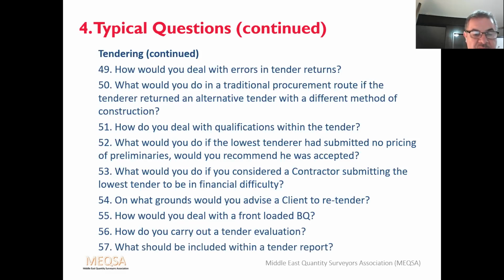Finally, number 57, what should be included within the tender report? It should include a list of tenders received, initial tender return totals, any qualifications identified, post-tender adjustments, revised tender sum, issues to be resolved, comparison of tender returns, and a comparison with the pre-tender estimate.